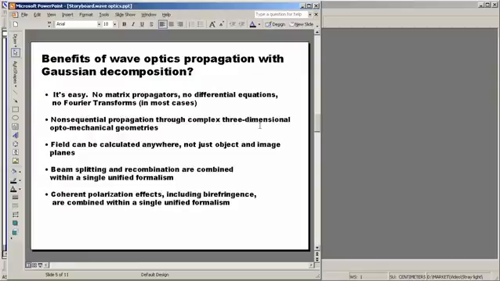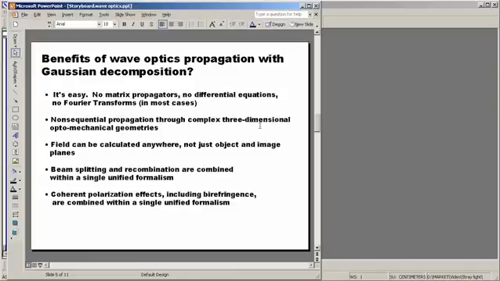Third, fields can be calculated anywhere. We're not limited to just object and image planes. We're not limited to just Fourier transform planes. We can stop at any intermediate location and calculate the irradiance or the phase or any other optical property there.